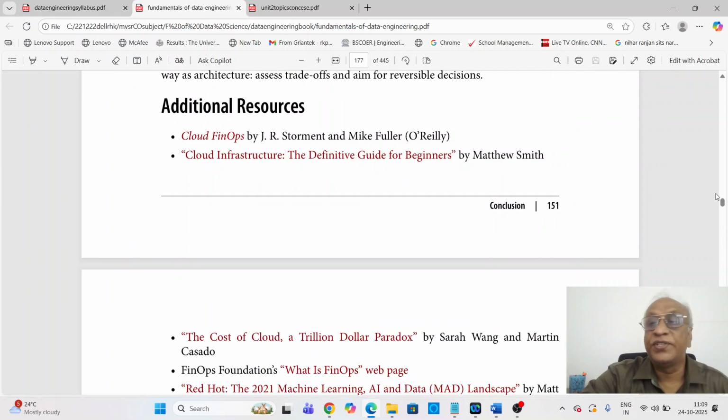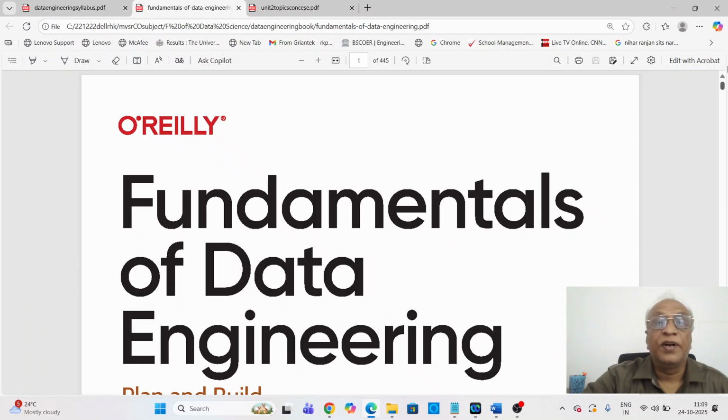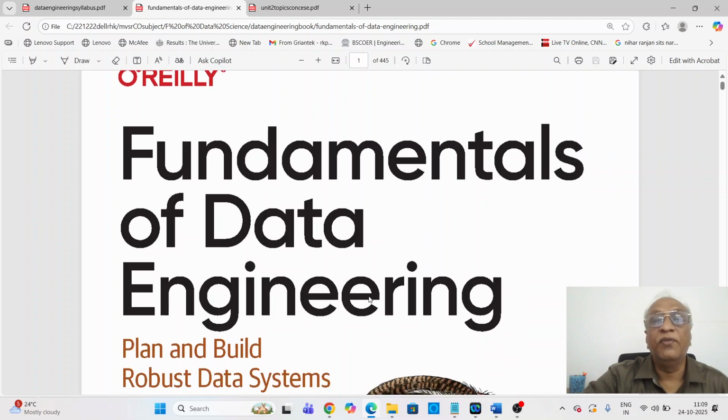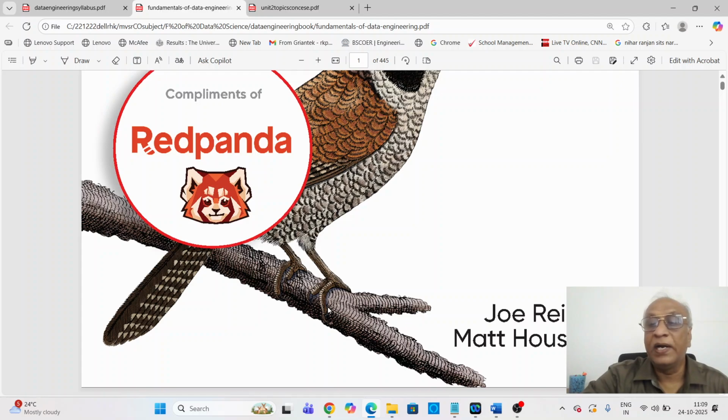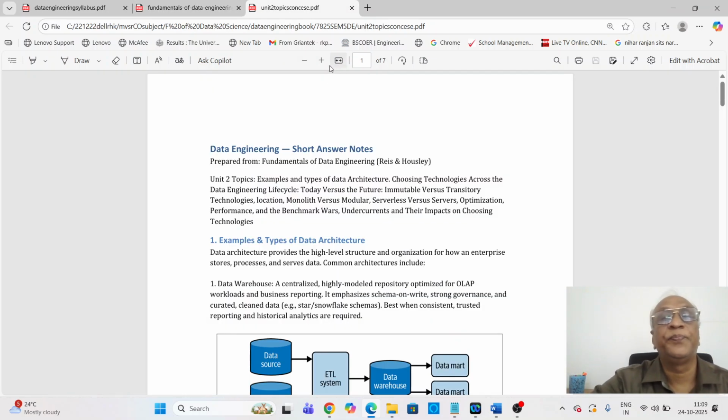And we are using this textbook of O'Reilly, Fundamentals of Data Engineering by Joe Reis and Matt Housley. This is the prescribed syllabus book, and we extracted contents of those topics from this book. So let us proceed further.